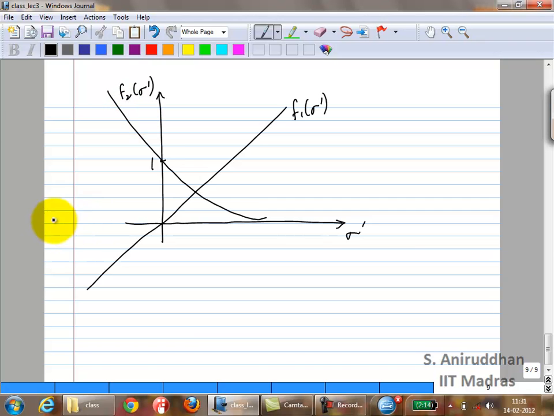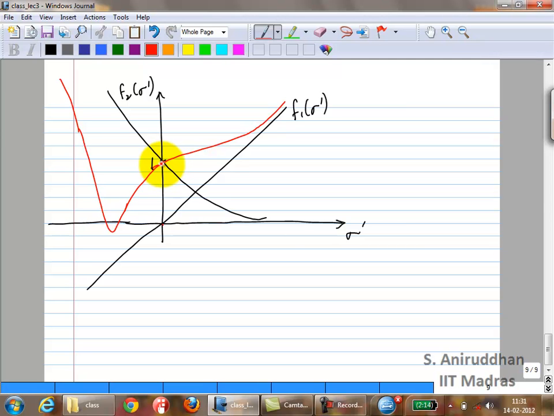So what is the sum of the two going to look like? For very large positive sigma primes, it is obviously going to tend to this. What else do you know? You know it has to pass through this, because at that point this is 0. Certainly going to pass through this. What happens when sigma prime is a very large negative value? It is going to tend to this exponential, right? So what you will find is you will get some function like this.